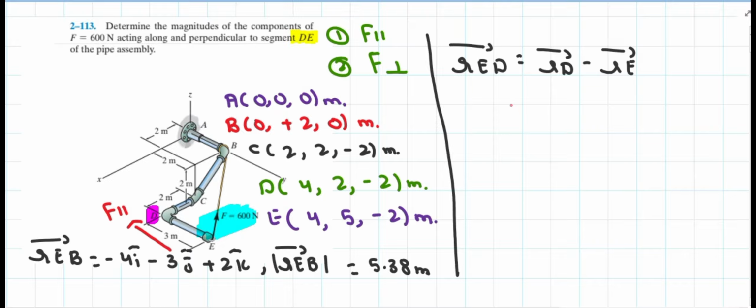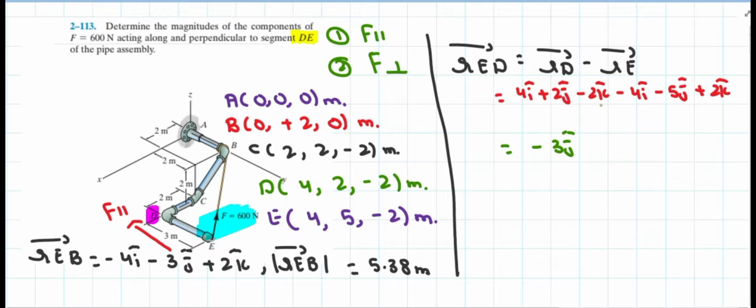So the location of D point is 4i cap with positive 2j cap with negative 2k cap, and the location of E point is negative 4i cap with negative 5j cap with positive 2k cap. Now add 4i cap with negative 4i cap, so it is equal to 0 i cap, and add 2j cap with negative 5j cap, so it is equal to negative 3j cap. And lastly, add negative 2k cap with positive 2k cap, so it is equal to 0. So the position vector r_ED is negative 3j cap meter.